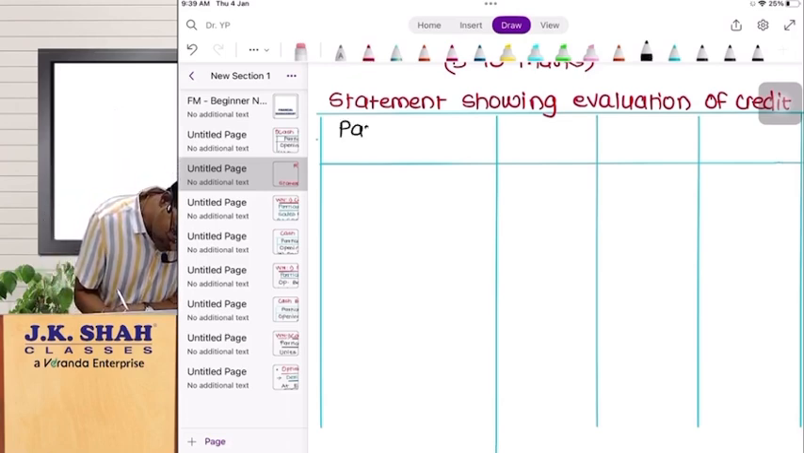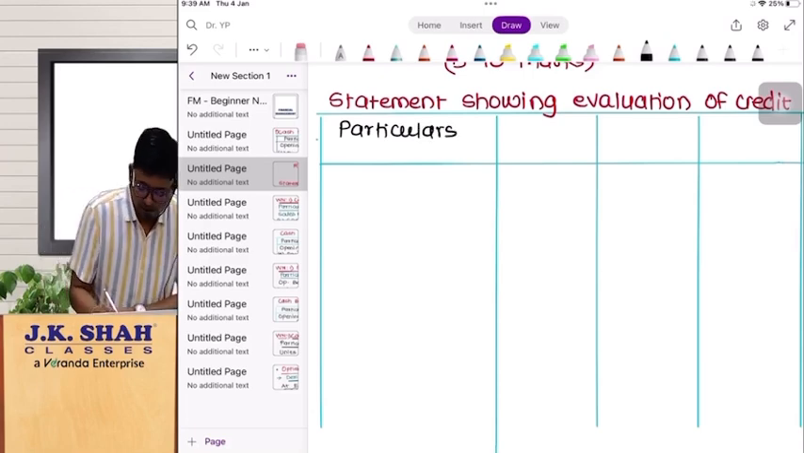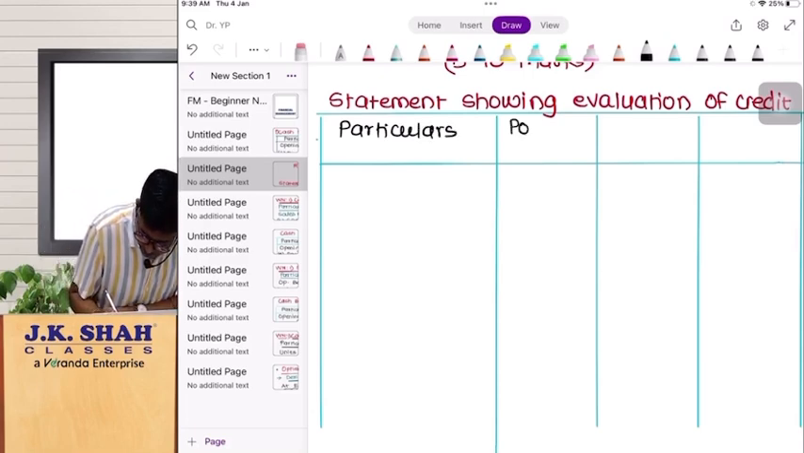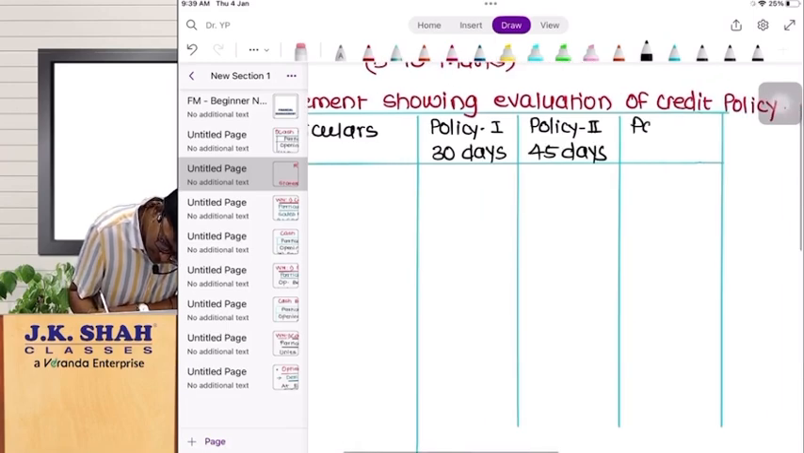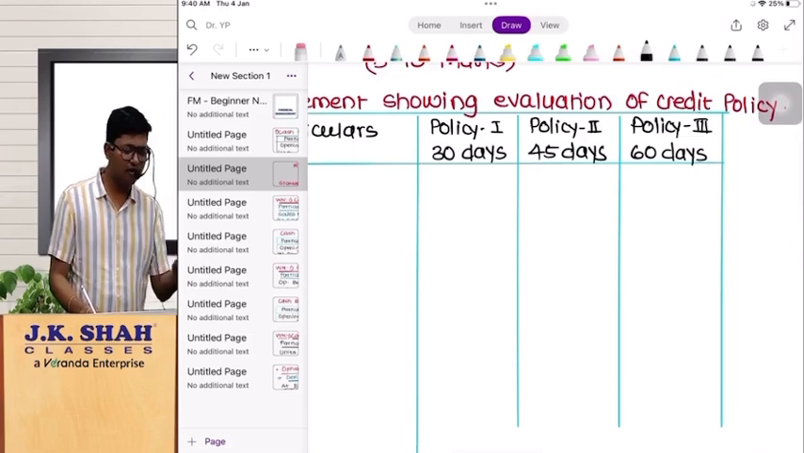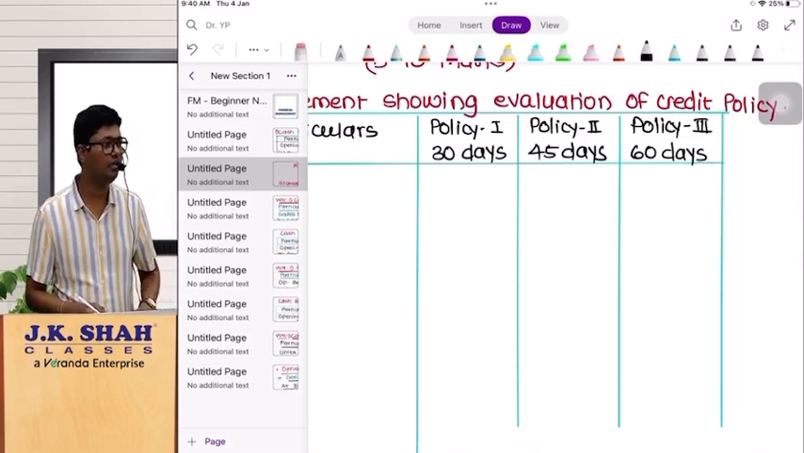First one is particulars. You can start copying this. We have already discussed this statement. Suppose first one is policy number 1. Second is credit policy number 2. Sir, what is the difference between them? Say for example, first policy's credit period is 30 days. Second policy's credit period is 45 days. Policy number 3, 60 days is the credit period. That means company is planning to offer either 30, 45 or 60 days credit period to the customers.